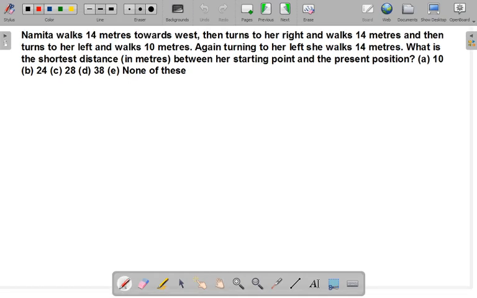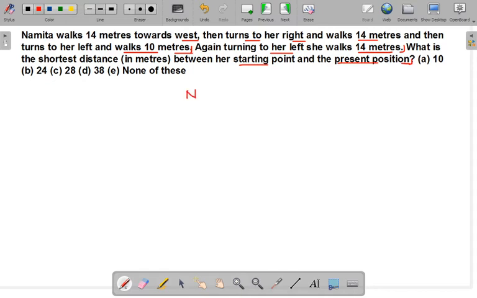Namita walks 14 meters towards west and then turns to her right and walks 14 meters. Then turns to her left and walks 10 meters. Again, turning to her left, she walks 14 meters. What is the shortest distance in meters between her starting point and the present position?